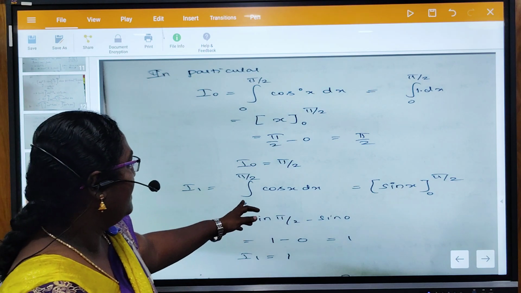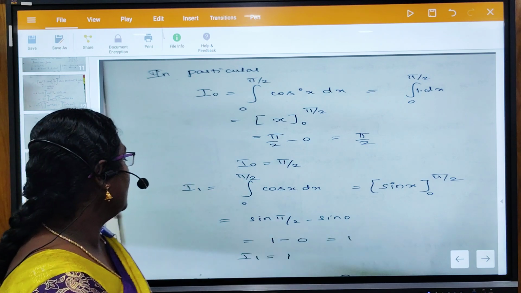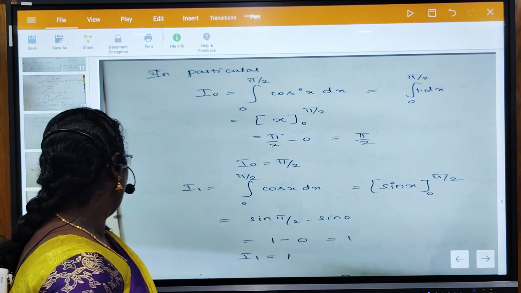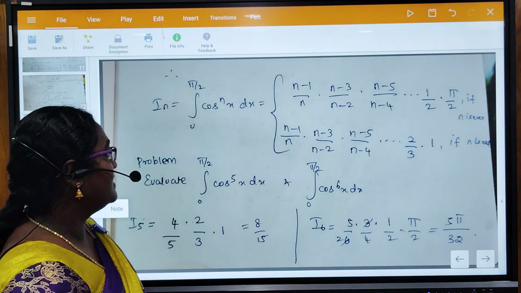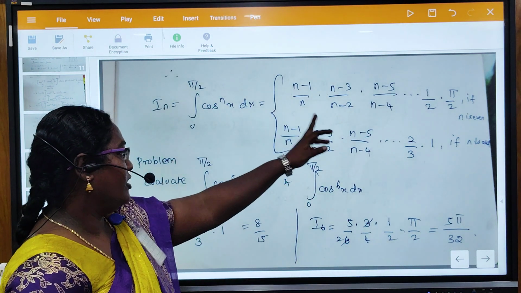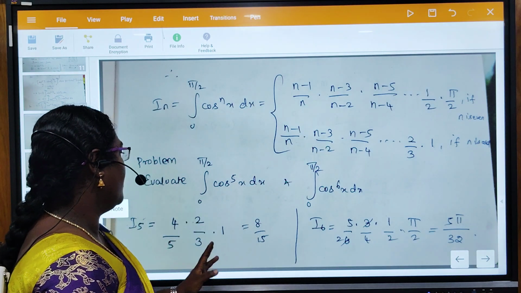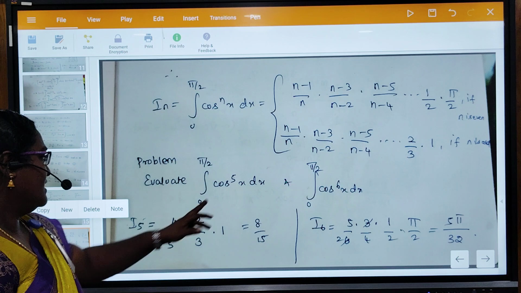So similarly, I1 is integral of cos x. If cos x is integrated, it is sin x. So we are substituting the limit and finding it as 1. So the formula for cos power nx dx is n minus 1 by n, n minus 3 by n minus 2, and so on, 1 by 2 into pi by 2. Similarly for odd. So we have worked out two problems here, same as sine.